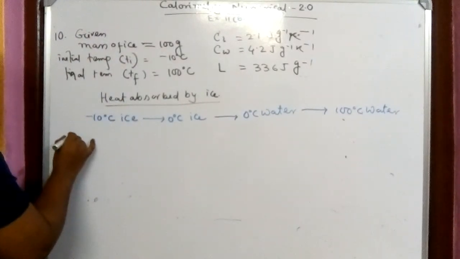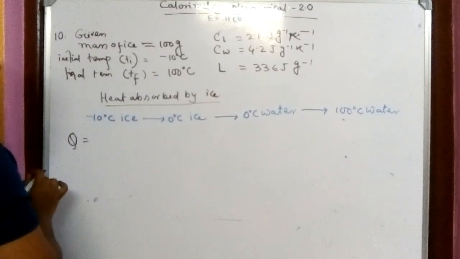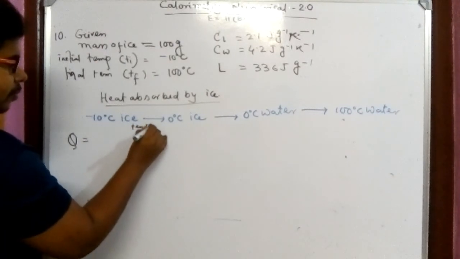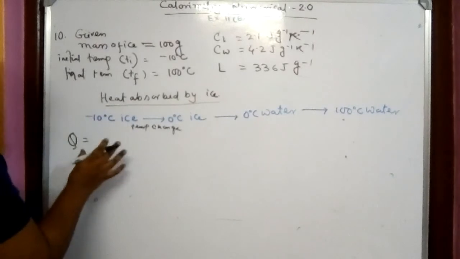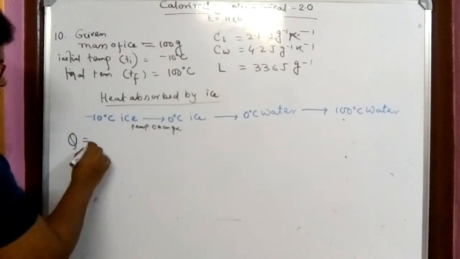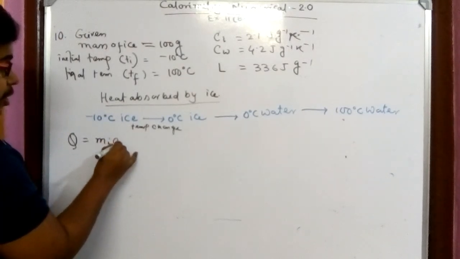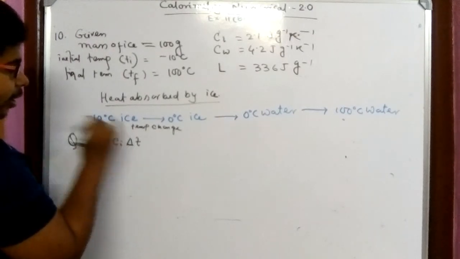So write the heat energy Q, minus 10 degree centigrade to 0 degree centigrade. So here temperature changes occur. The simple equation we have done earlier, that is mc del T, that is mass of ice Mi, specific heat capacity of ice Ci into del T.